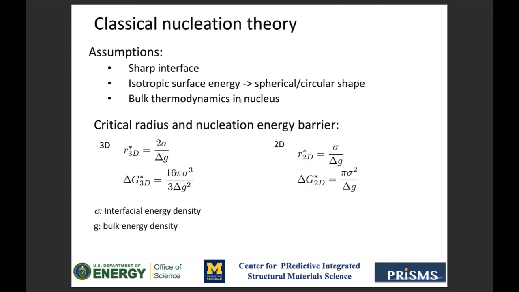Continuing with classical nucleation theory, you can actually show that the critical radius and energy barrier are given by these expressions here, on the left for 2 dimensions and on the right for 3 dimensions. What's important here is that these expressions depend on sigma, which is the interface energy density, sometimes called interfacial energy, and on delta g, lowercase g in this case, which is the difference in bulk energy density between the metastable and stable phases. We will come back to these expressions in a bit after we discuss the phase field model, and I will actually show you how to relate these quantities to the parameters of the model.